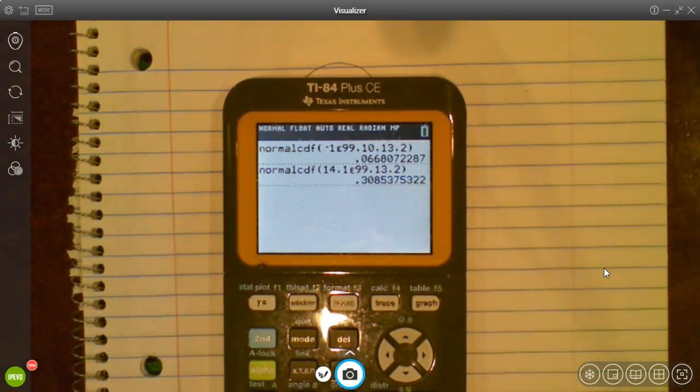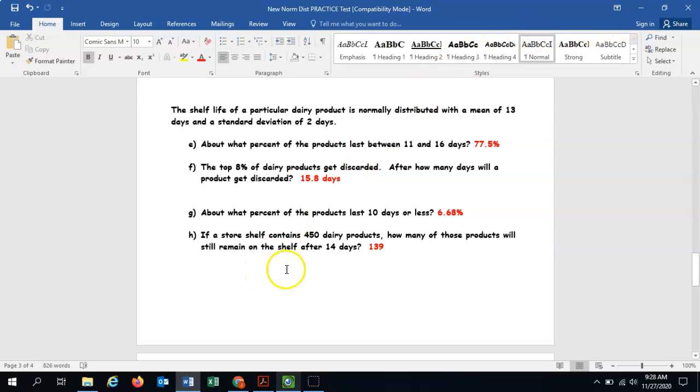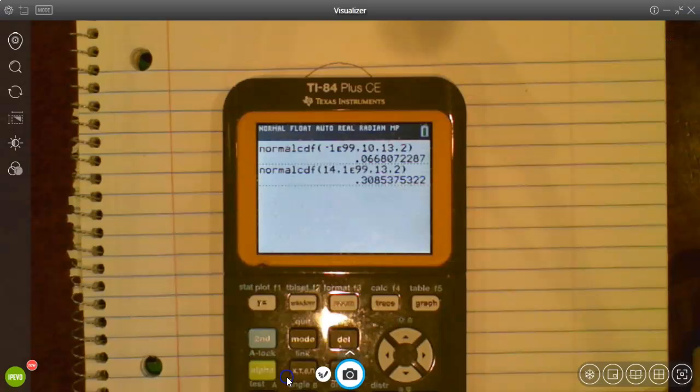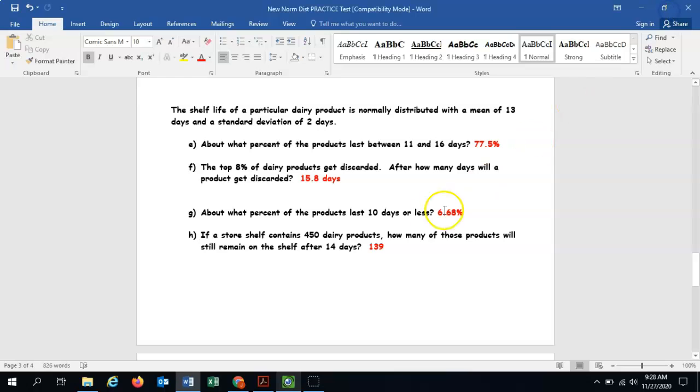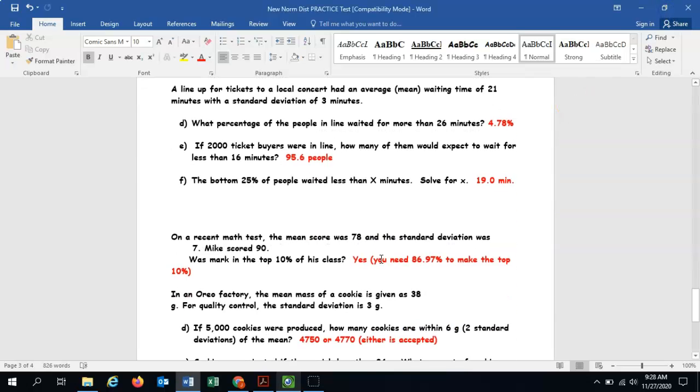Now we have to multiply that percent times our sample size. So in this case, we were talking about 450 products. So I have to multiply my percent times 450 in order to get the expected number. So if we round this accurately to 3 sig figs, I'm looking at 139. So that's where that came from. All right.